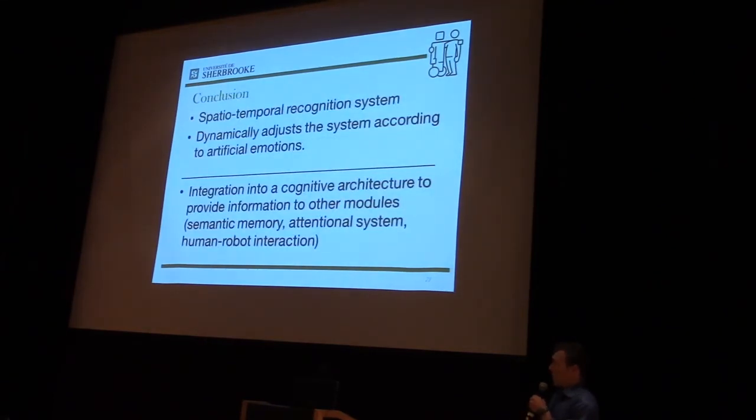So finally, we developed a spatial-temporal recognition system used as an episodic memory for autonomous robots, and we dynamically adjust some parameters to favor the most relevant episodes in this memory. Now we need to integrate this model in a more complex cognitive architecture or in more complex robots to have different tasks to test.